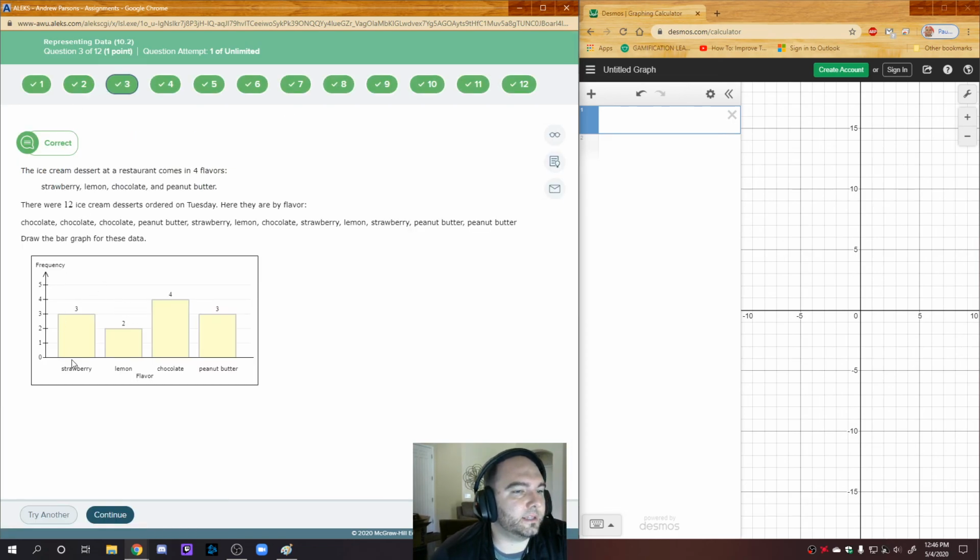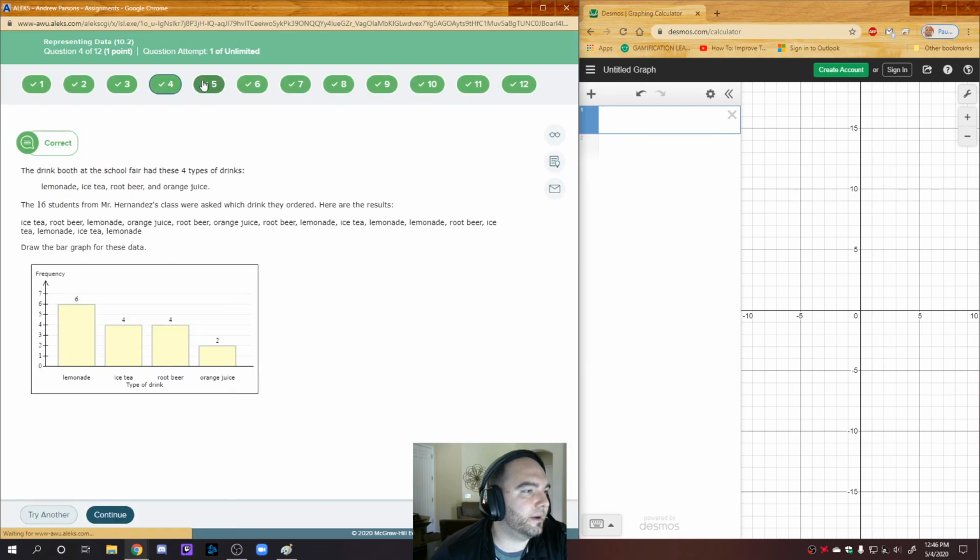So this is called a non-quantitative, or qualitative, bar graph because there are no numbers on the bottom, right? There's just a frequency and then a type of item, not a number, like strawberry, lemon, chocolate, peanut butter. So sometimes you make a bar graph using this type of information. Very quickly, it's easy to see chocolate was the highest, right?